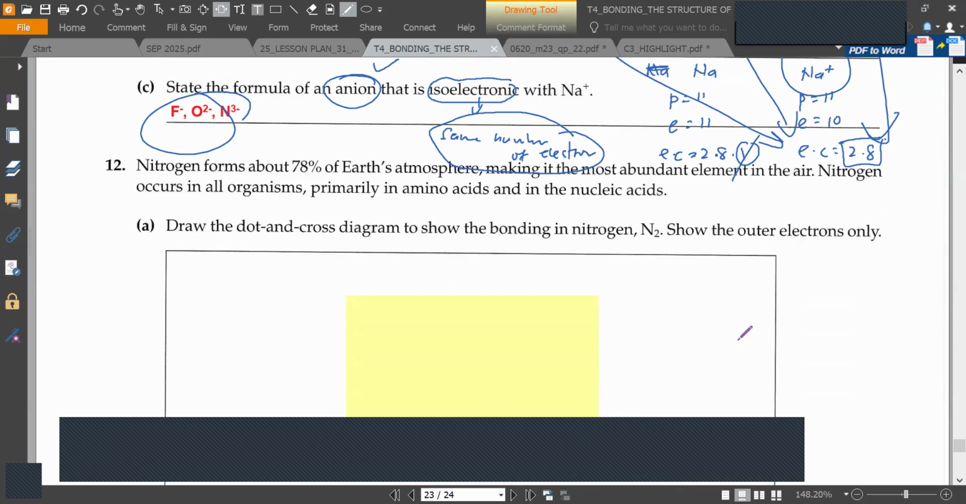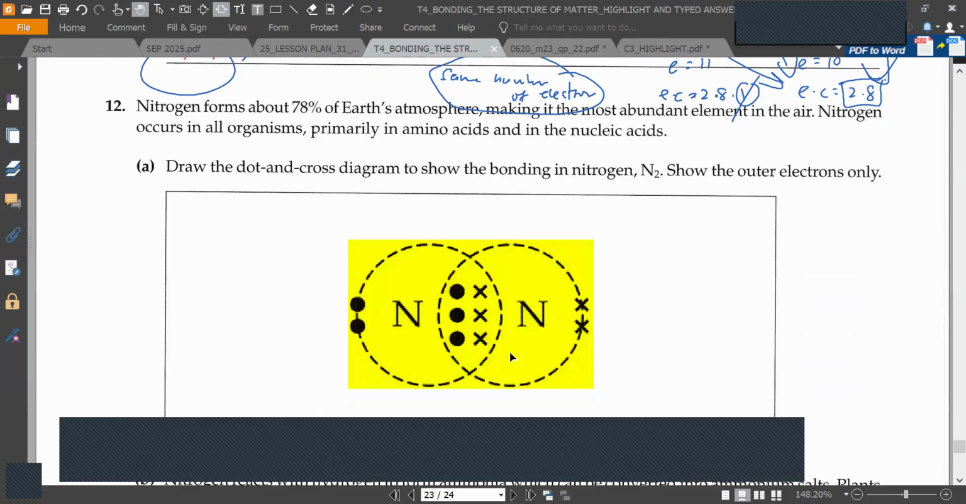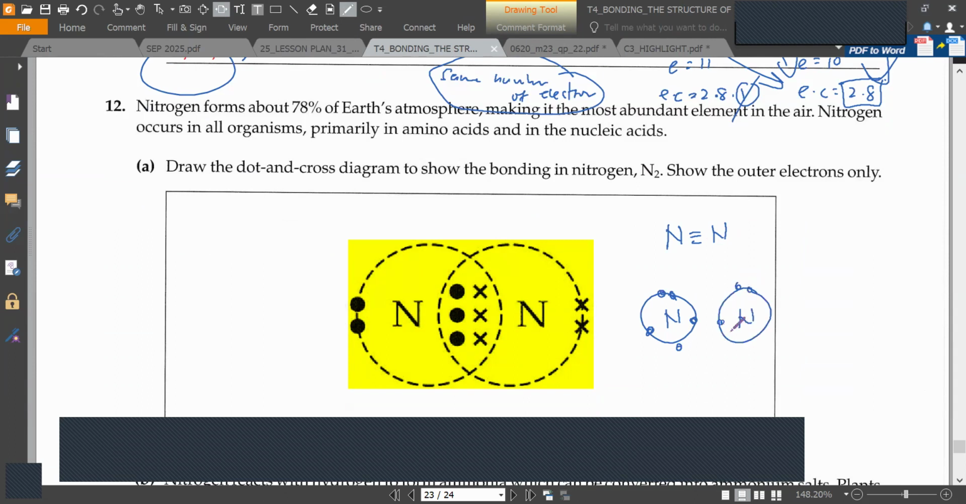Quickly finishing the rest. Dot and cross diagram of nitrogen like this. Why? Nitrogen has a triple bond, because nitrogen has 5 outer electrons, it needs to form 3 bonds. So it needs to share 3 pairs of electrons to get a full shell.